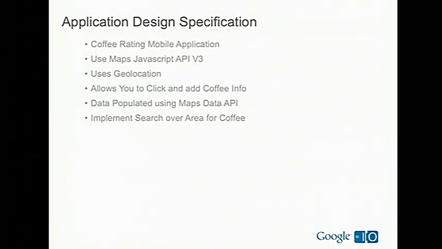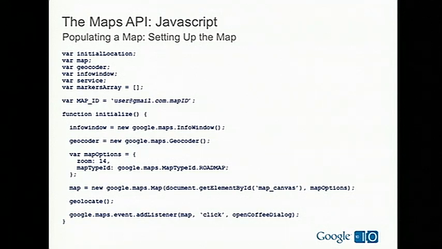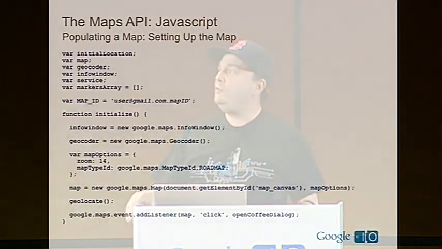All right, so you have an idea of what we want to build. So I'll walk through that building. So the first thing you need to do is set up your map. Now, if you've used v3 before, a lot of this will be very familiar. There are a few differences here.